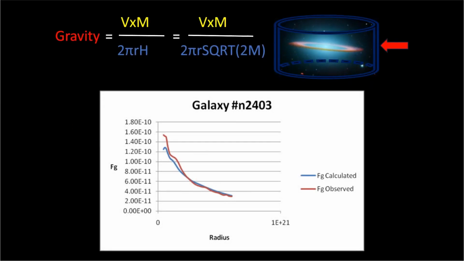So this is galaxy N2403. This graph shows the force of gravity over the radius in meters for this galaxy. The blue line shows the calculated force of gravity with our formula above. The red line shows the force of gravity that we observe when we look at this galaxy. And as you can see, those lines match up pretty well.